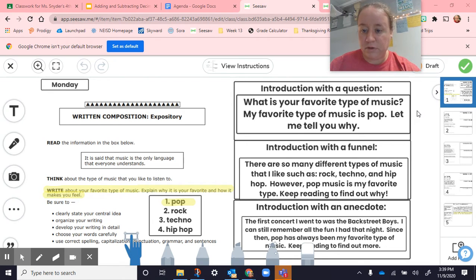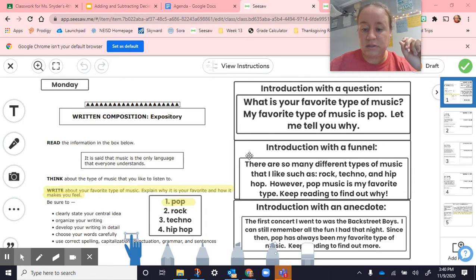What is your favorite type of music? My favorite type of music is pop. Let me tell you why. And then that's it. You just stop there. You don't need to give any reasons about why pop is your favorite. Those reasons will come in the following paragraph, but we're not there yet. We're stuck on this introduction because we're just trying to make it too complicated. Straight to the point.